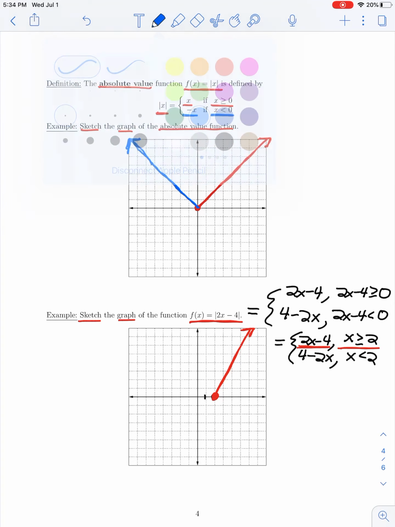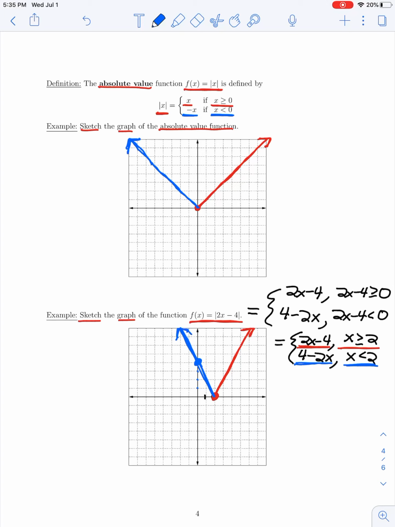Now for all values of x which are less than 2, our function is defined as 4 minus 2x, which is the line whose y-intercept is positive 4 and has a slope of negative 2. So our y-intercept, we just said, was positive 4, passing through (0, 4), and the slope of our line is negative 2. So we would have a line that looks something like this.